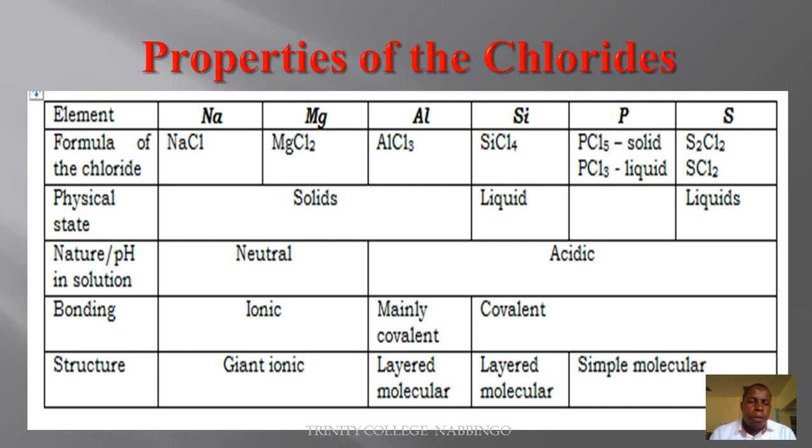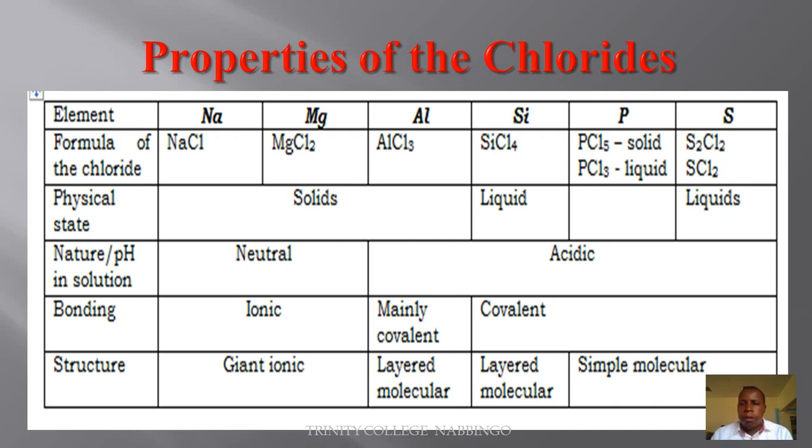So after knowing how those chlorides can be prepared, we want to proceed and look at the properties of these chlorides. We have summarized many of these properties in this table. First of all, we are showing the period 3 elements and the formulas of their chlorides. Remember, you can easily be asked to write the formulas of these chlorides. For sodium, it is sodium chloride. For magnesium, magnesium chloride. For aluminium, aluminium chloride. And for silicon, silicon tetrachloride. For phosphorus, like we have seen, we have phosphorus pentachloride and phosphorus trichloride.